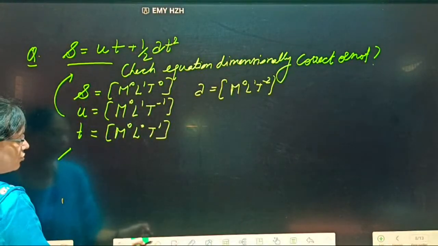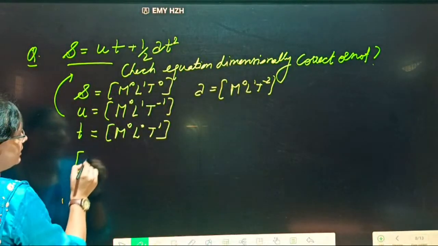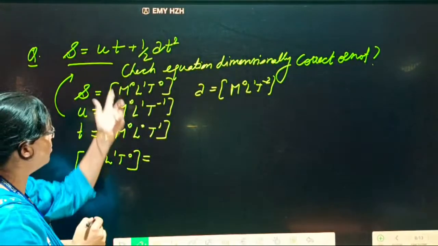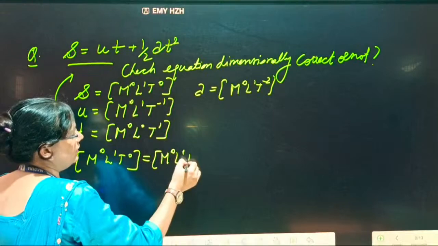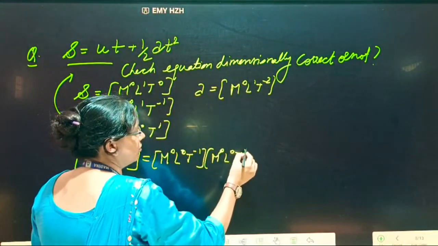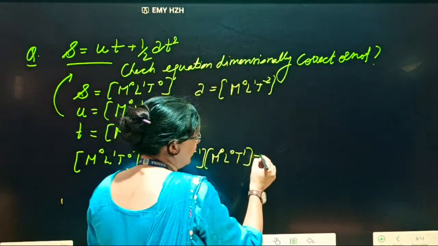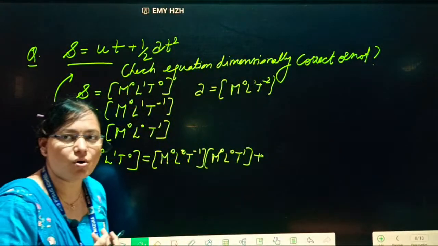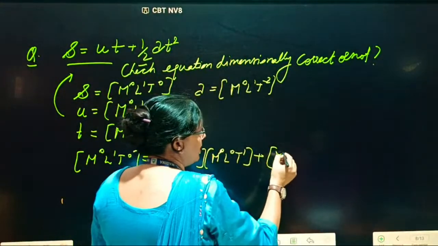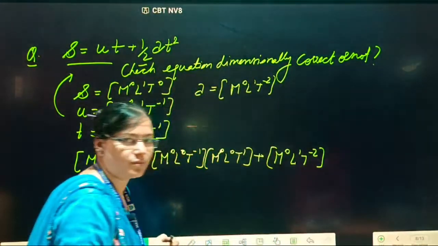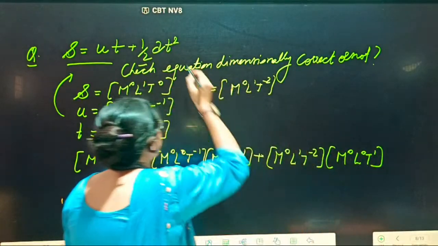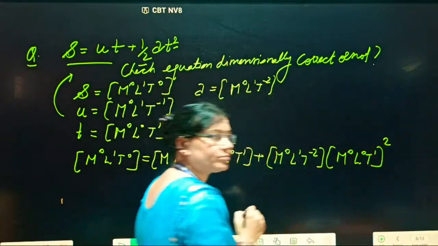For the s we can write this dimension formula: M0 L1 T0. For the s equal to, check, u is given, the dimension formula of u we will write here: M0 L1 T minus 1, into the time M0 L0 T1. Okay, plus half at. Half, but I told you there is no need to write half because numeric values are dimensionless. That's why we will write only the dimension formula. For the acceleration a we can write M0 L1 T minus 2. This is the dimension formula of the acceleration. Next, our time. For the time we can write M0 L0 T minus 1, and here the square is there, that's why we will write the square. Okay, clear to everyone?